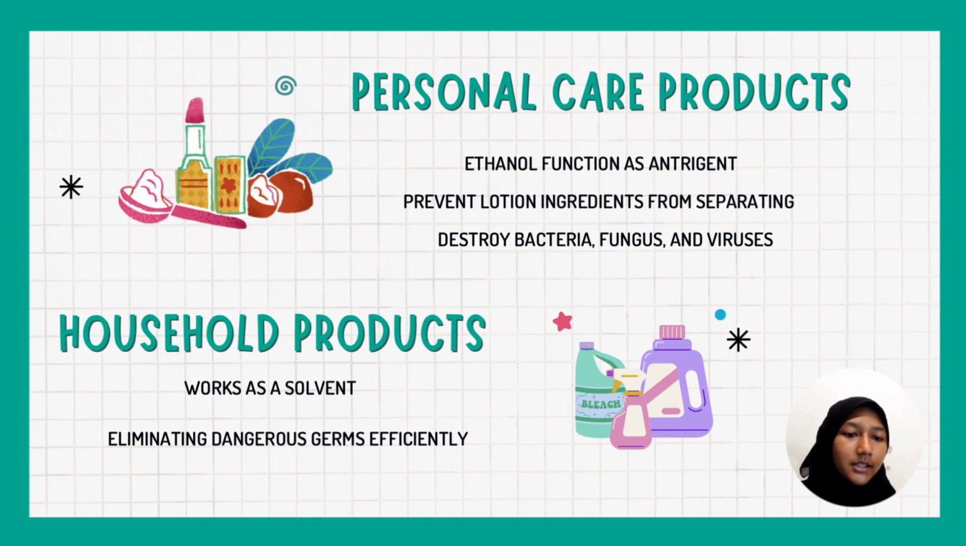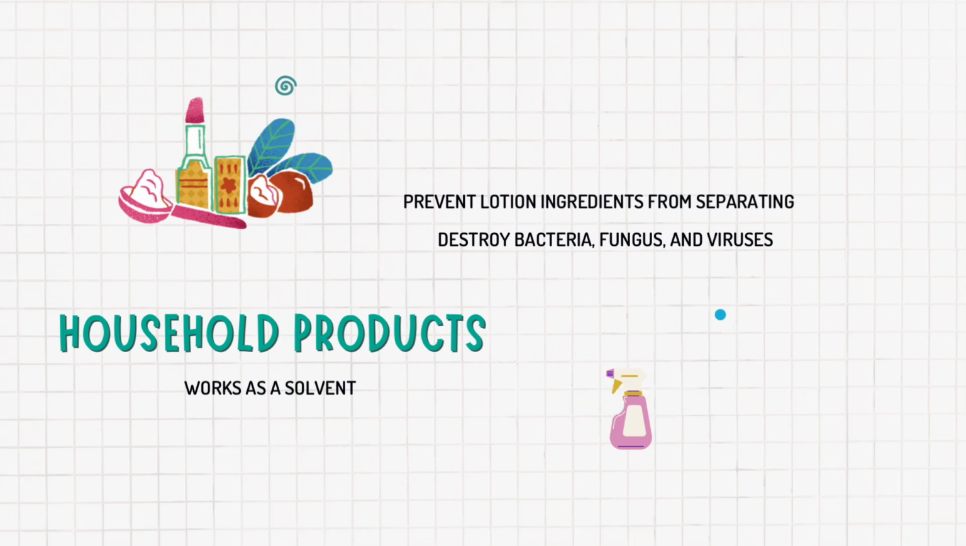Other than that, we have household products where ethanol works as a solvent, where it can mix easily with water and many organic compounds, and it also helps in eliminating dangerous germs efficiently, where we can use these products to cleanse our clothes, our home, and as a preservative. For example, it's like detergent.